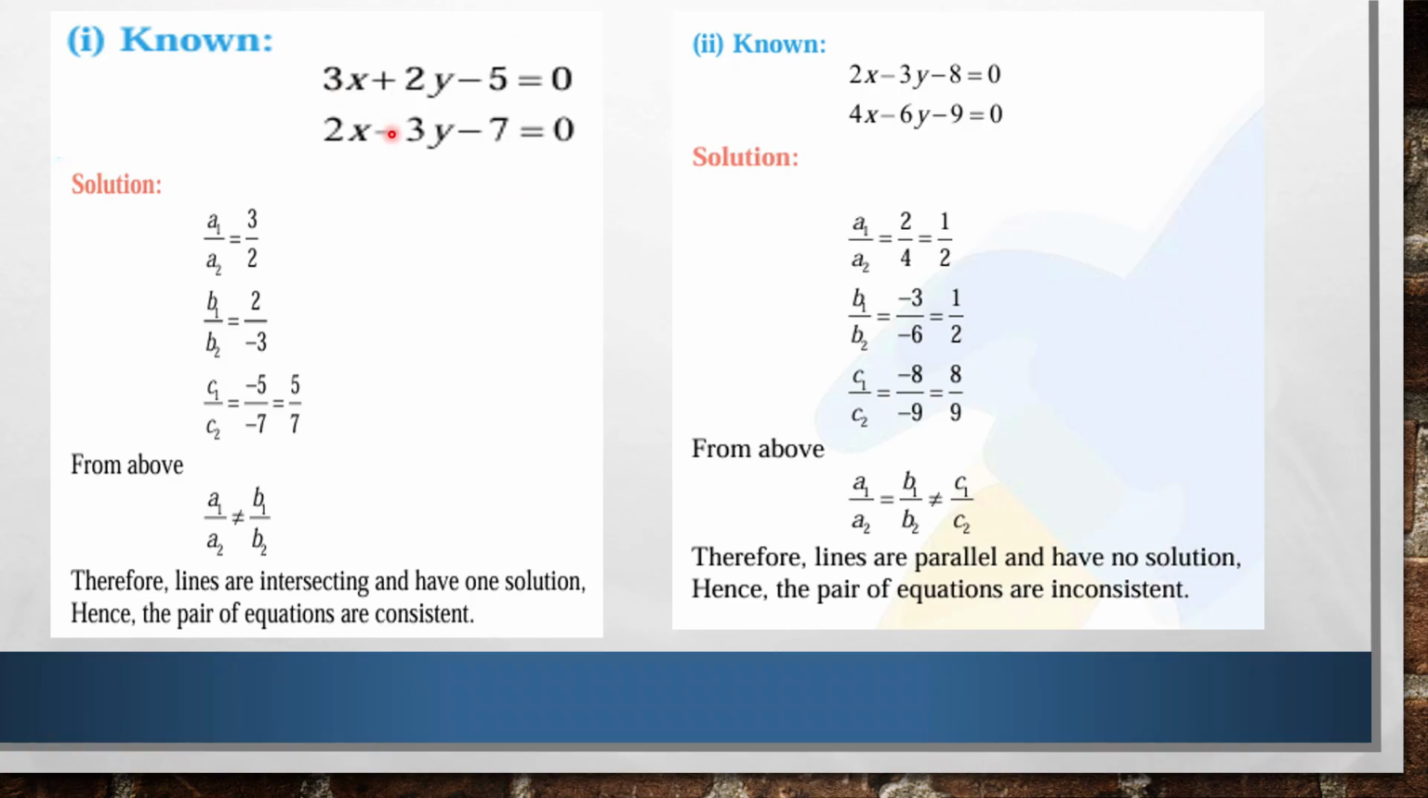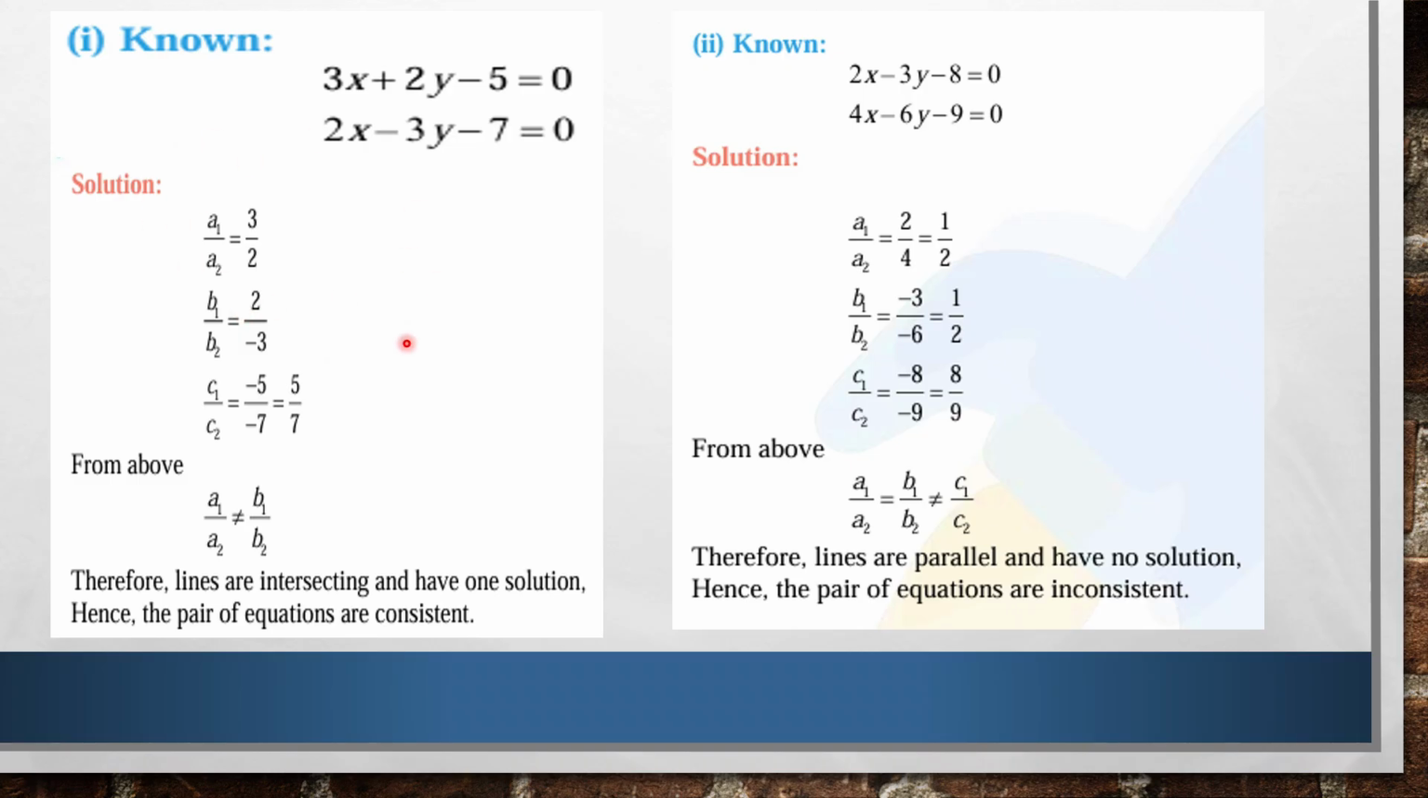Question number 1, 3x plus 2y minus 5 is equal to 0. 2x minus 3y minus 7 is equal to 0. Here it is given as 2x minus 3y is equal to 7. I can shift 7 from RHS to LHS. So I can write 2x minus 3y minus 7 is equal to 0.